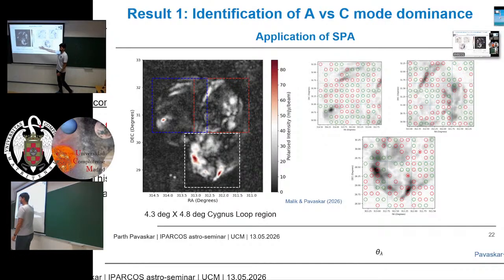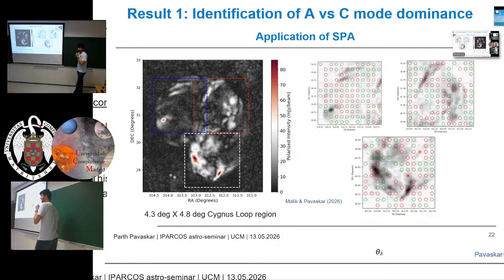This is in fact not one but two separate objects, two separate supernova remnants that are now interacting, and these interacting shock waves do create compressibility in the local turbulence there. So this was our result from last year, and this was a direct example of application of the SPA method to some real data.